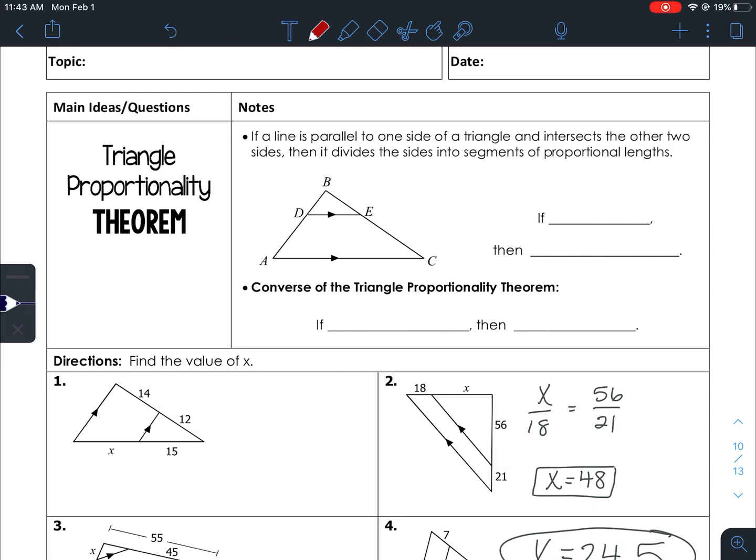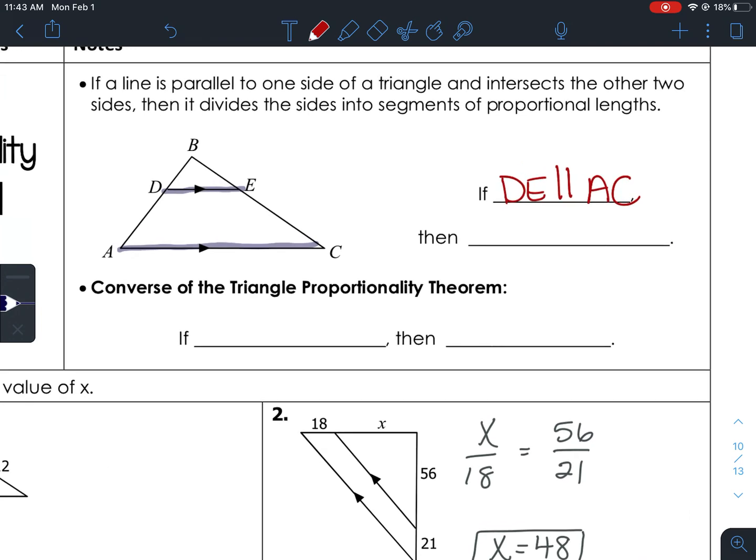Alrighty, so today we're talking about the triangle proportionality theorem. Now this is very similar to what we did when we were finding side lengths of proportional triangles. So the idea is that we have our two lines that are parallel. If you don't have two lines that are parallel, you cannot use this. So if DE is parallel to AC, now we can start to put together some nice proportions.